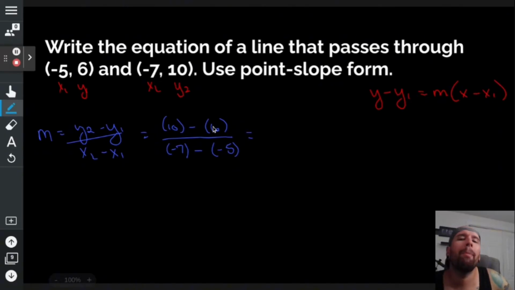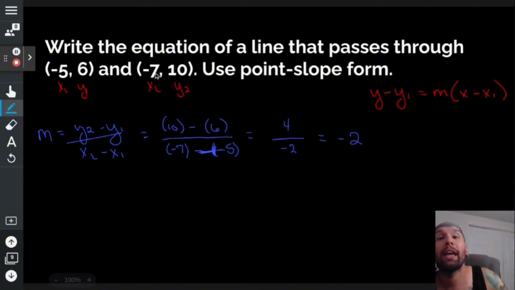Okay, 10 minus 6 is regular 4. If you have a double negative, make it a positive. Looks sloppy? Sure does. -7 plus 5 is -2. And if you can simplify, do it. 4 divided by -2 is -2. So now I have my slope.